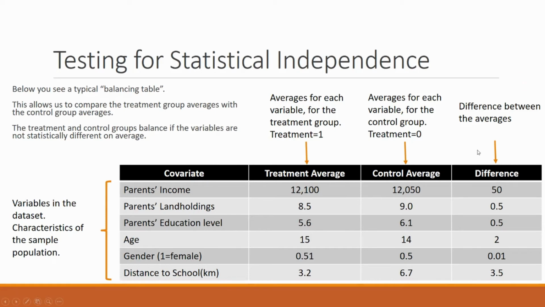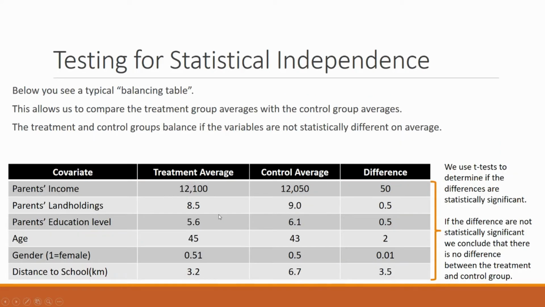All right, so we're performing this test. We calculate the averages and we find the difference. We do this for as many variables as possible, all kinds of variables. Now then we look at the difference and we use a t-test to determine if the difference between the treatment group and the control group is statistically significant. If the differences are not statistically significant, then we conclude that there's no difference between the treatment group and the control group.